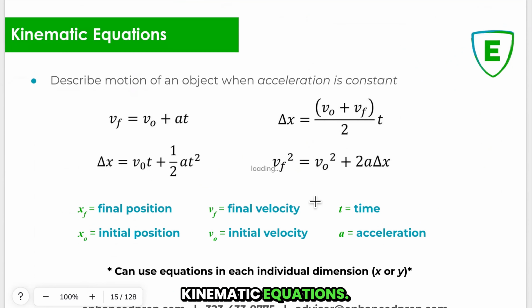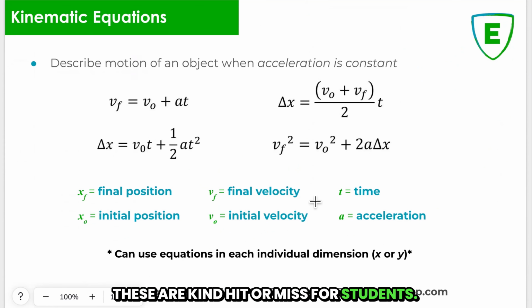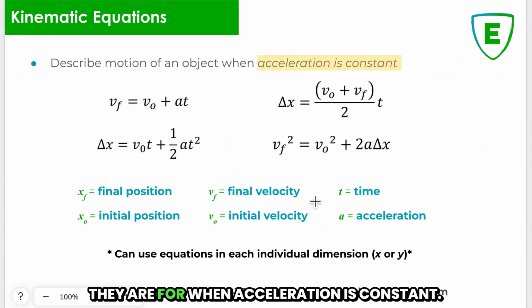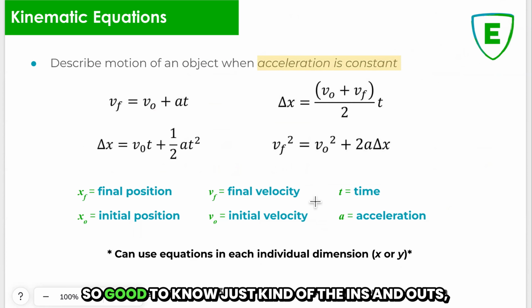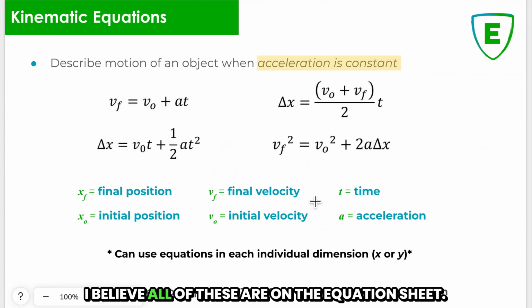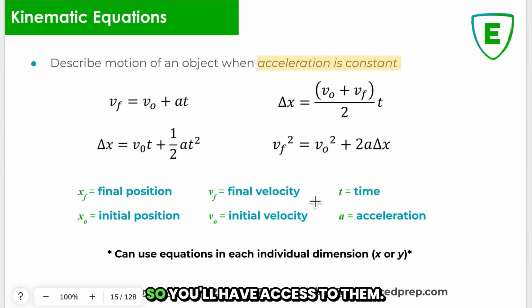Kinematic equations. These are kind of hit or miss for students. If there's one thing to remember here, it's that they are for when acceleration is constant. Okay? If the acceleration changes, I can't use them. So good to know just the ins and outs. They're there. I believe all of these are on the equation sheet, so you'll have access to them, and they might be a little different.